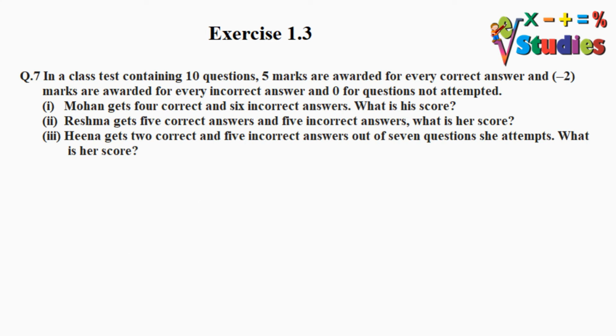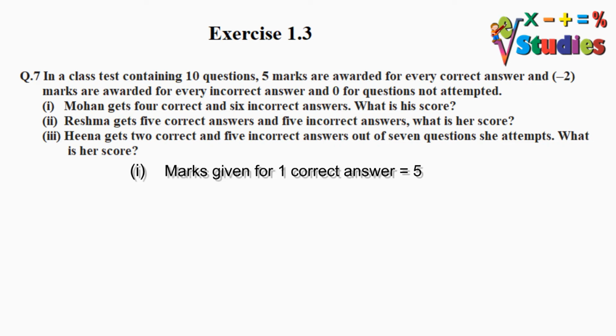In a class test containing 10 questions, 5 marks are awarded for every correct answer and negative 2 marks are awarded for every incorrect answer, and 0 for a question not attempted. So we have a negative marking system here, that for every incorrect answer 2 marks are to be debited from the total marks. So let's see how we can solve this problem.